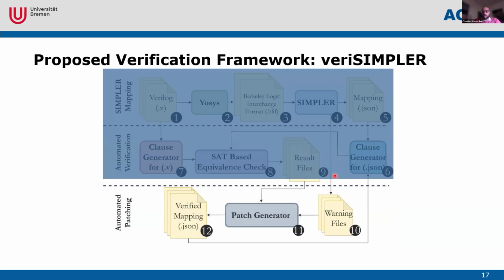We will also see how, using one of the warnings that Simpler generates in the log file, we were able to figure out why it was not mapping some gates correctly. Then we built a simple patch which corrects the mapping generated from the Simpler tool. We fed it back so that we generate the clauses from this corrected mapping, and then we again perform the SAT equivalence check to ensure whether they are correct or not.